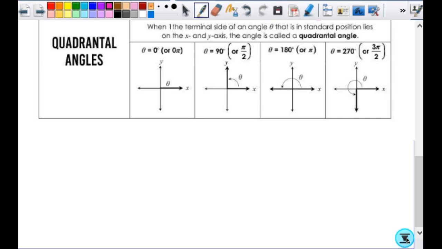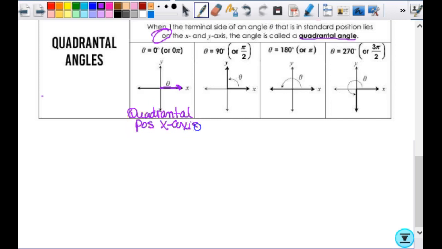So quadrantal angles. If you have an angle that lands on an axis, it's not in a quadrant. So we answer it differently. And this part, I believe, is a review, too. I think we've already done this, but we need to talk about it again. So when the terminal side of an angle, theta, that's in standard position, lies on the x or y axis, it's called quadrantal. So here, this is either 0 or 2 pi, maybe. So if I said, what quadrant is that in? Well, it's not. So the answer is quadrantal. And you have to write it out. I promise your hand won't fall off. And it's quadrantal, and it's on the positive x-axis.